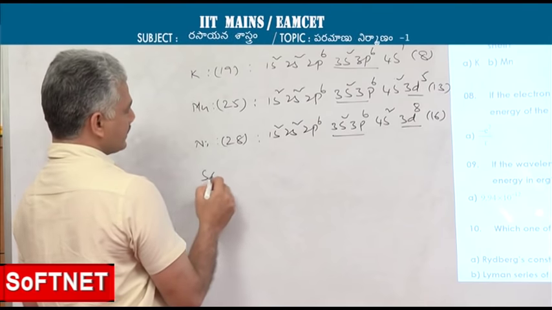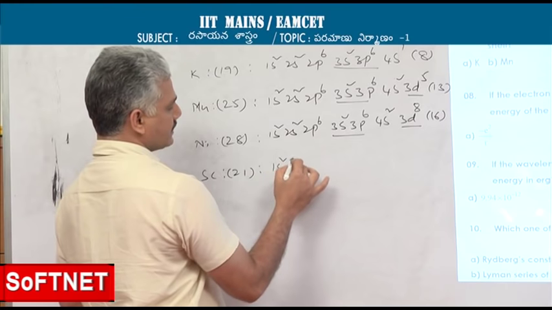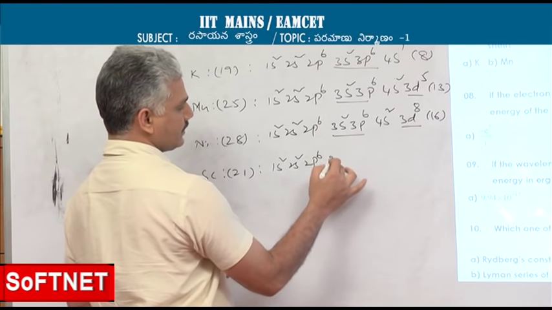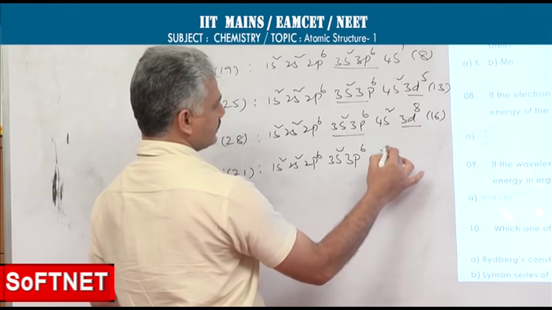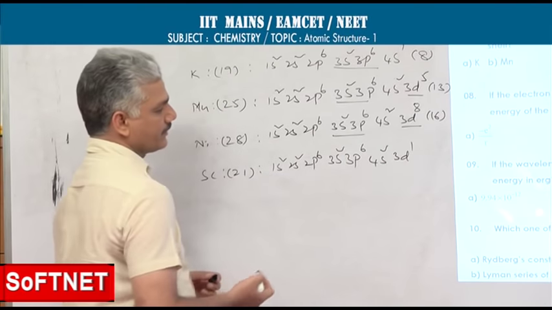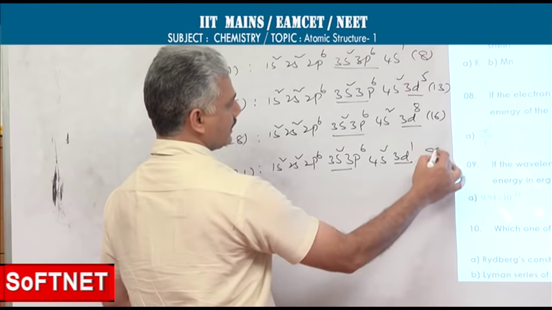Then fourth option, scandium, atomic number is 21. Electronic configuration will be 1s2, 2s2, 2p6, 3s2, 3p6, 4s2, 3d1. So, number of electrons in the third level are 8 plus 1, 9.